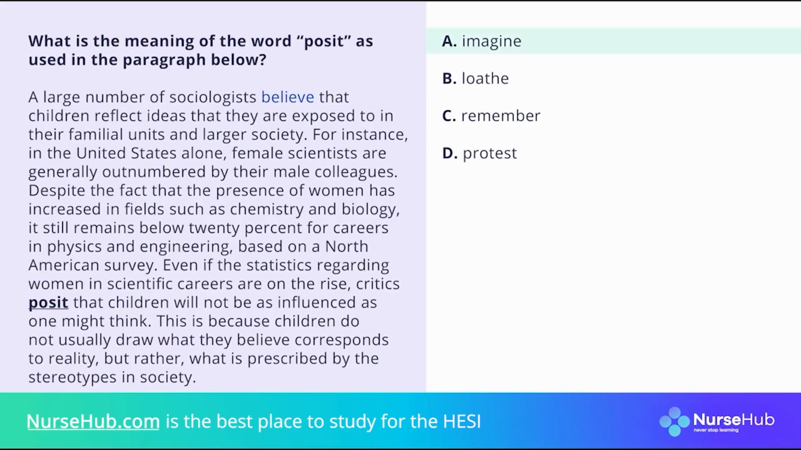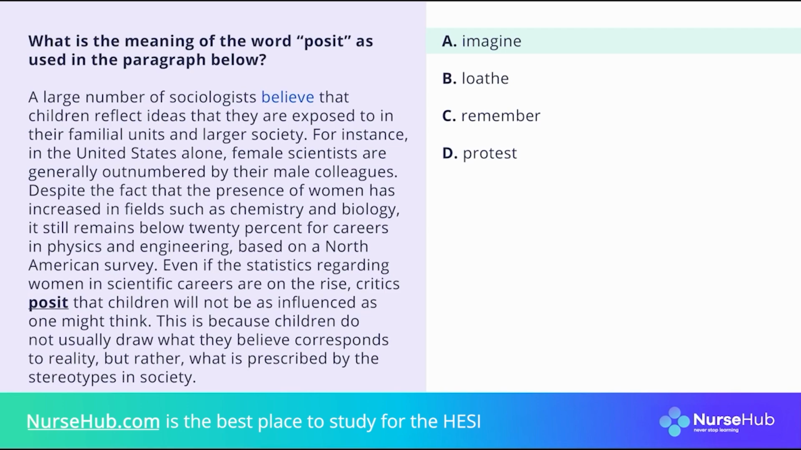All right, if you chose A, imagine, then you got this correct. I've highlighted a word on your screen that says believe. So this first sentence reads, a large amount of sociologists believe that children reflect ideas that are exposed to in their familial units and larger society. And critics down here with the word posit. Critics posit that children will not be as influenced as you might think. These two words are kind of linked here. You had to make an inference to get this correct. But the word posit most aligns with the word imagine.